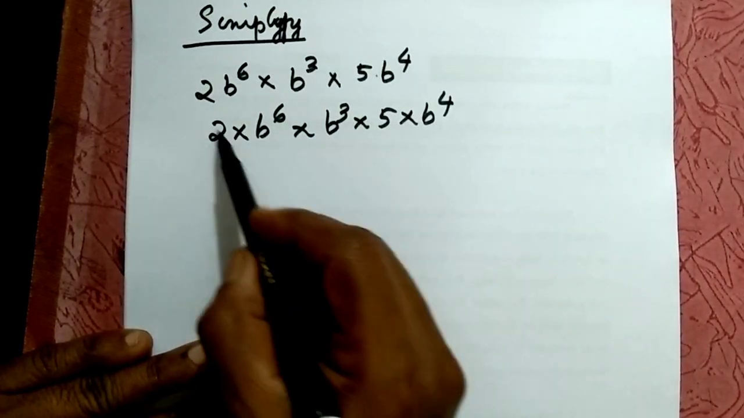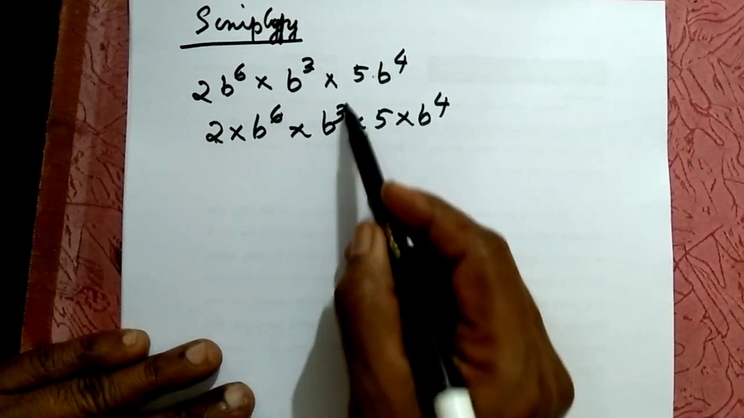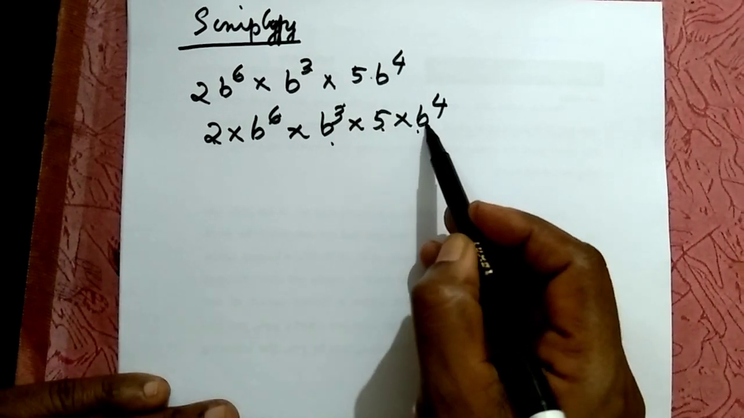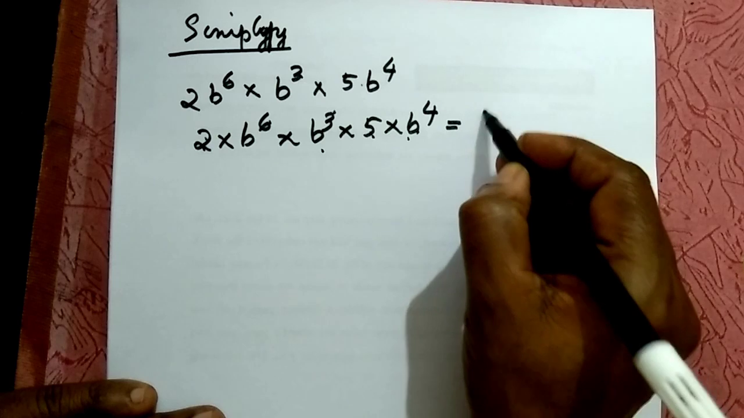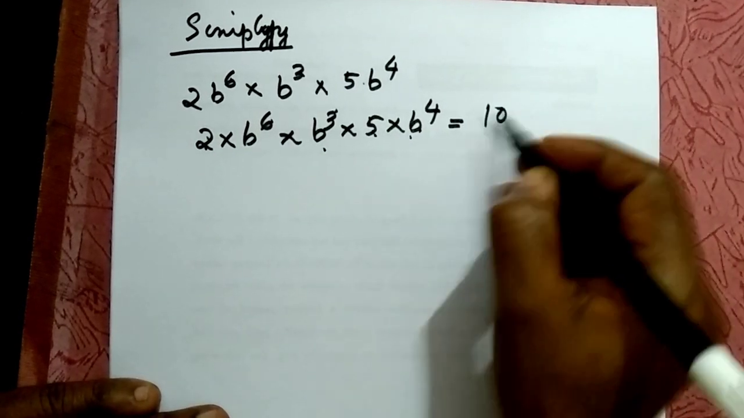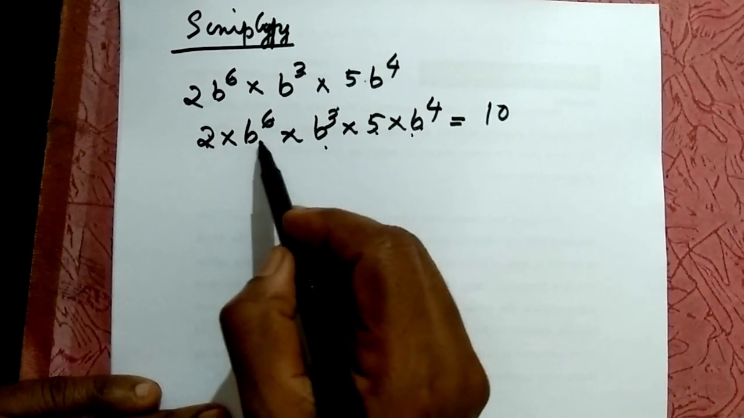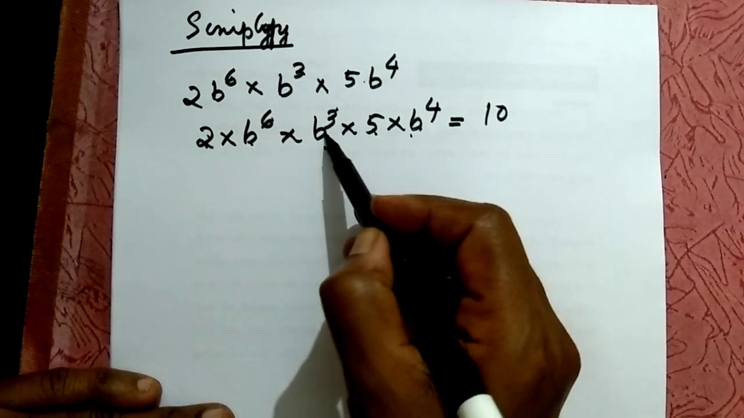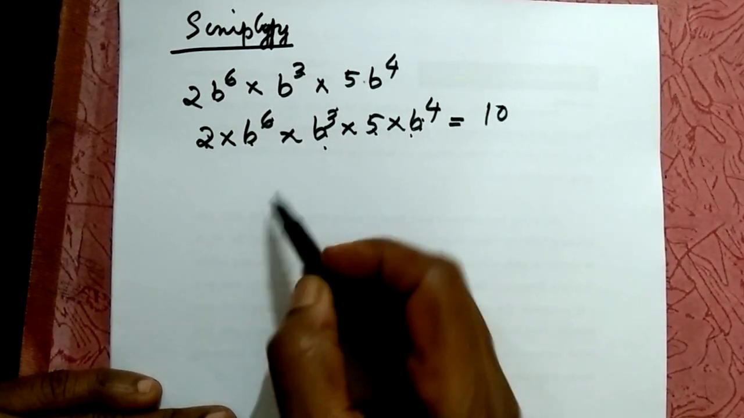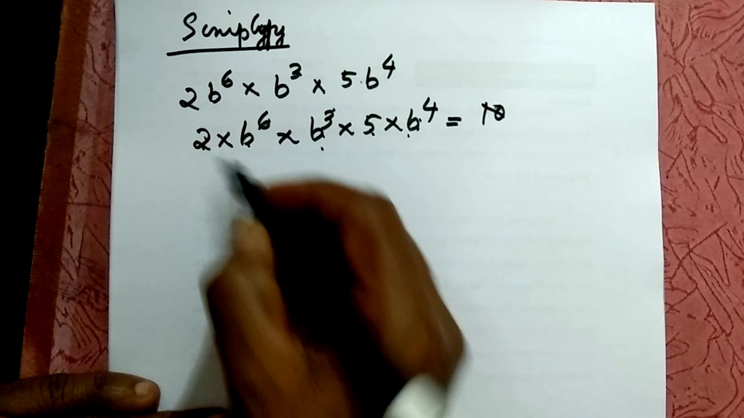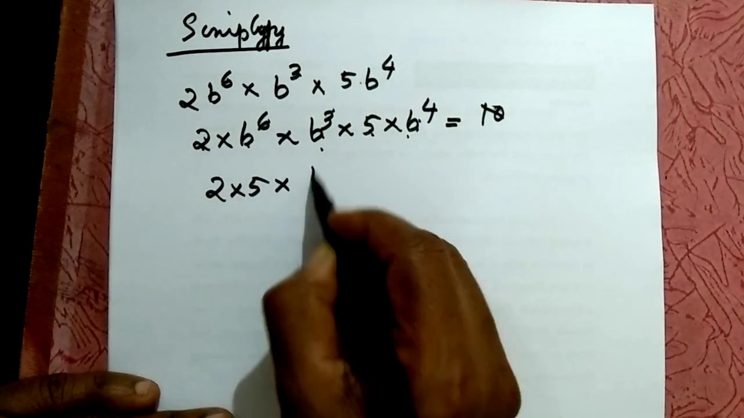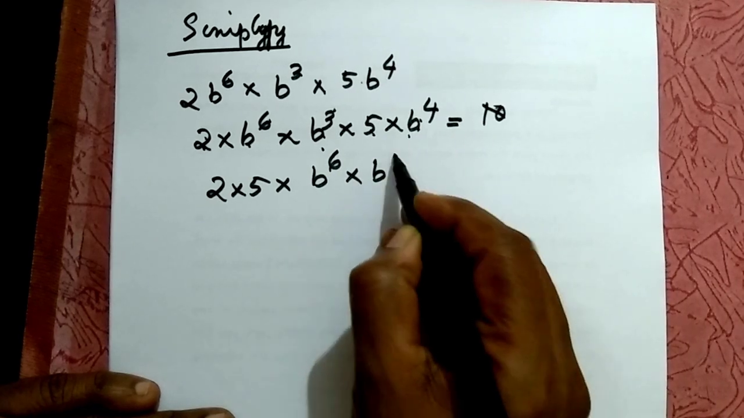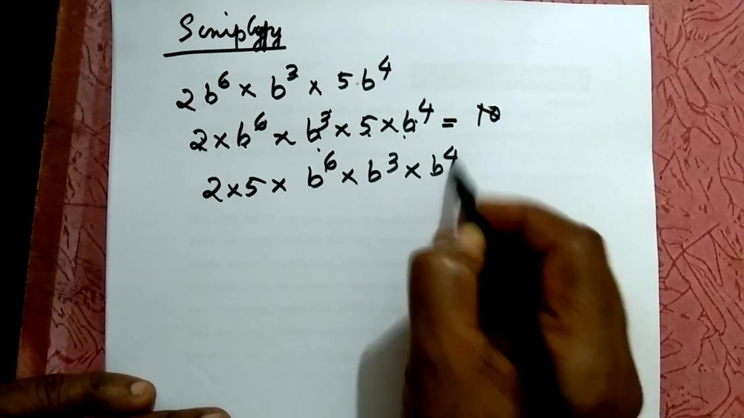This can be split like 2 into b raised to 6 into b raised to 3 into 5 into b raised to 1. Here two constants are there, so these constants can be multiplied easily. So 2 into 5, 10. Then the remaining is b raised to 6 into b raised to 3 into b raised to 4. For ease we can write it as 2 into 5 into b raised to 6 into b raised to 3 into b raised to 4.